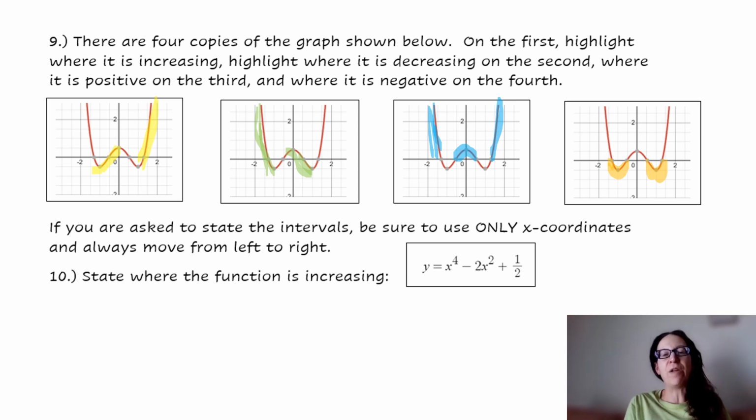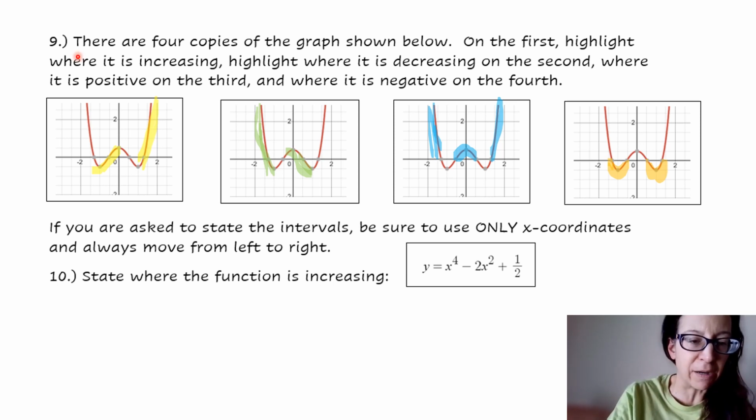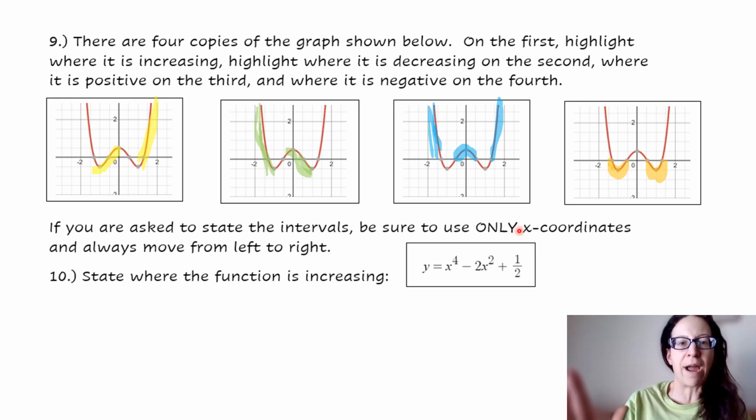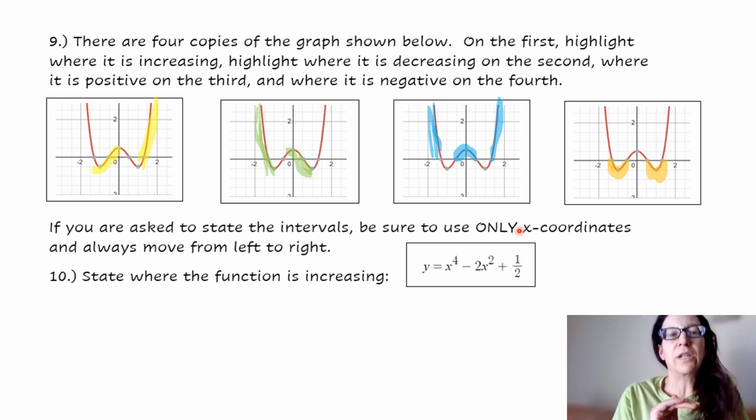That will be followed by a question that says state the interval where it is increasing, decreasing, positive, or negative. On the review guide, I put that if you are asked to state intervals, be sure to use only x coordinates, and always move from left to right. No matter the shape of the graph, you're always going to move over the graph from left to right, and you're only referencing those intervals using your x coordinates.